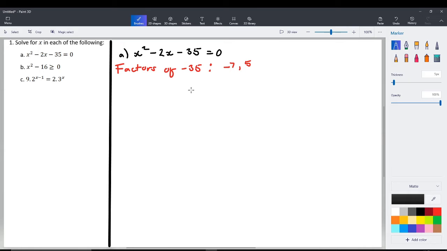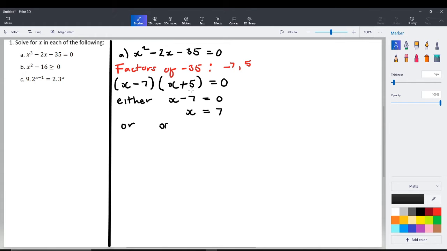We factorize: x minus 7, x plus 5 is equal to 0. According to the zero product law, it means either the first bracket is equal to 0 or the second bracket is equal to 0 for it to have a right hand side of 0. So either x minus 7 is equal to 0, which means x is equal to 7, or x plus 5 is equal to 0, which means x will be equal to minus 5. So the possible values of x are minus 5 and 7.